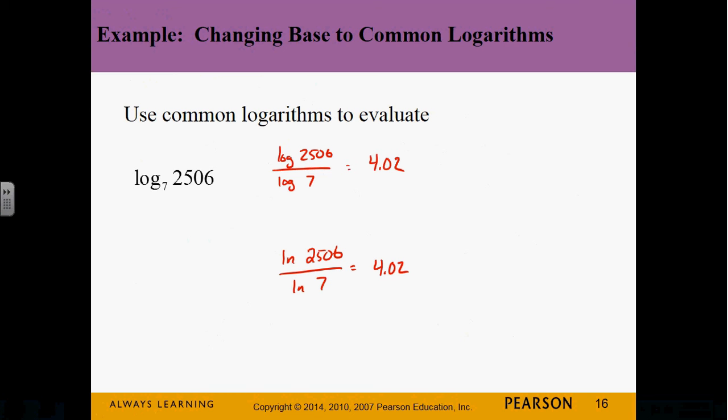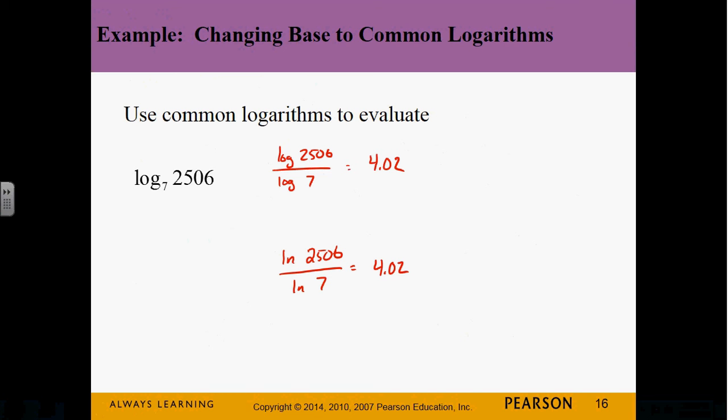So this comes into play if we need to get an actual decimal answer for something. This will be in your homework. They'll say, what is log base 7 of 2506? Give me an answer. And to do that, you have to use the change of base formula, plug it in, and you get 4.02. All right?